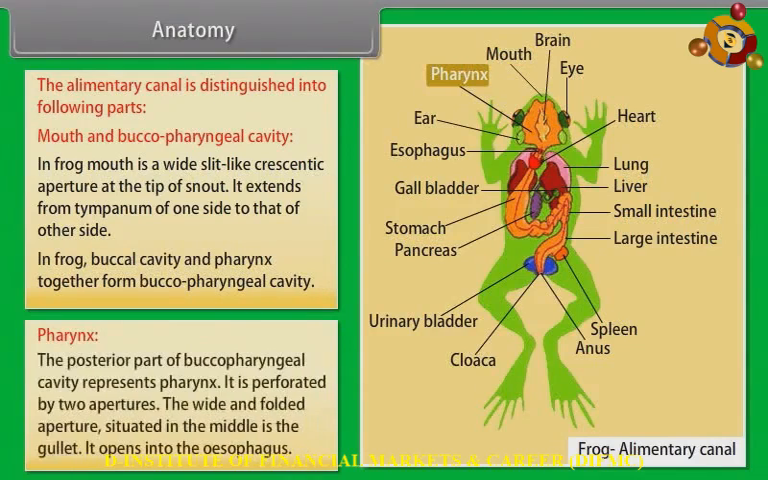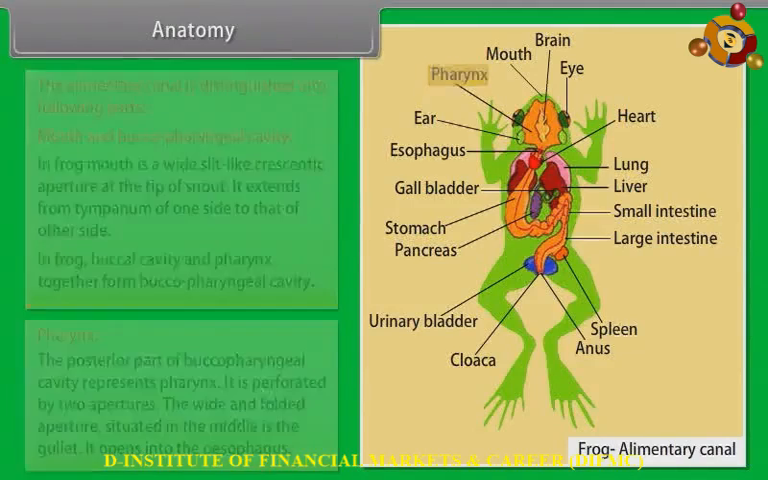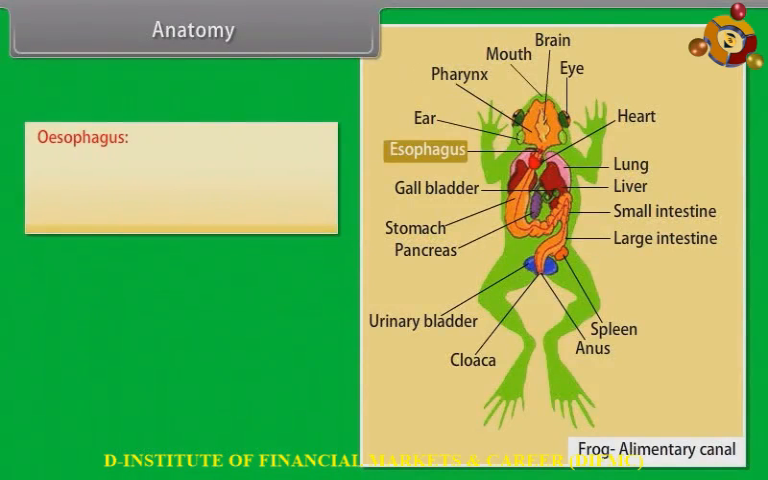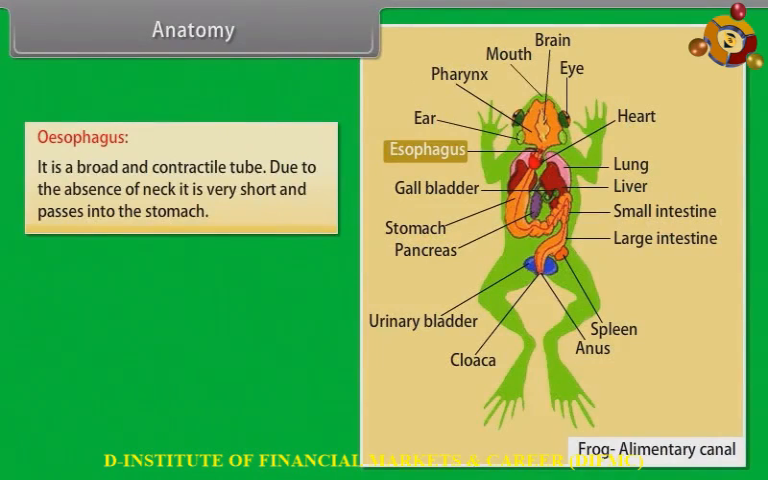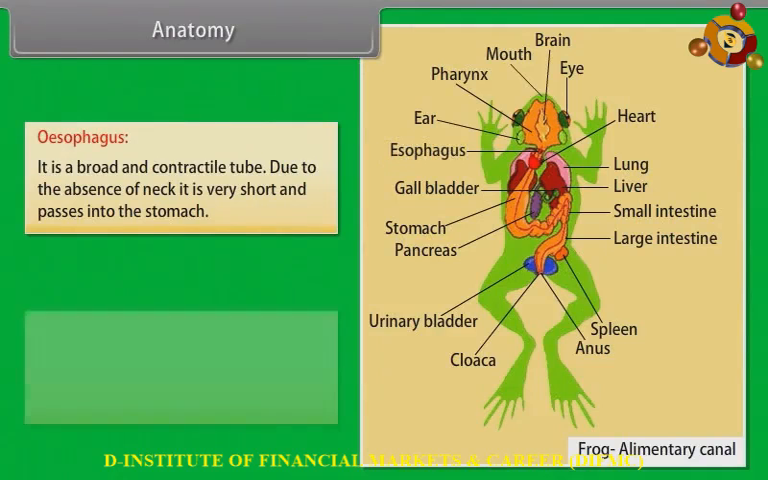Pharynx. The posterior part of buccopharyngeal cavity represents pharynx. It is perforated by 2 apertures. The wide and folded aperture situated in the middle is the gullet. It opens into the oesophagus. Oesophagus. It is a broad and contractile tube. Due to the absence of neck, it is very short and passes into the stomach.